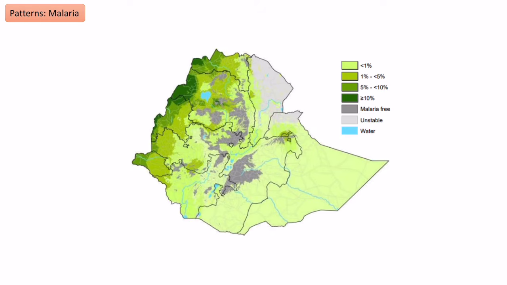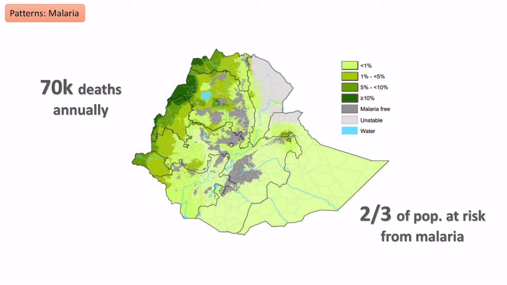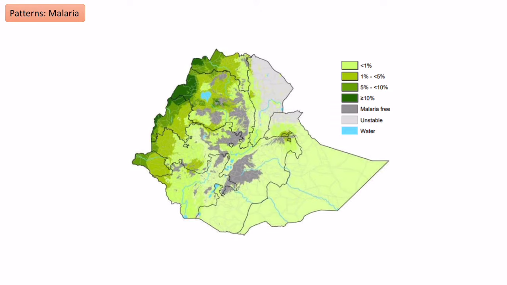The example I'm going to be using is Ethiopia. It's got quite a significant amount of deaths, 70,000 annually, and the population is about 114 million, but two thirds of that population are at risk from getting malaria. This malaria isn't spread out evenly across the country, as we know that geography is important, and so we can see that there is an uneven distribution.